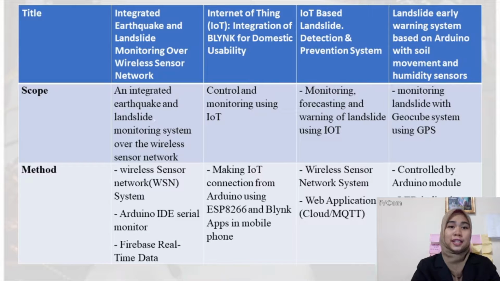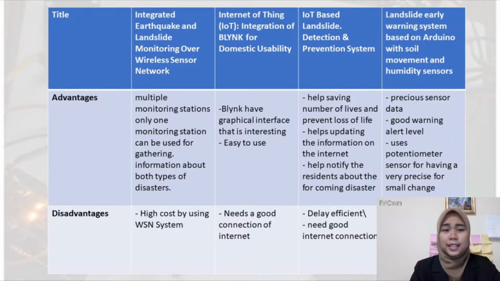The third project is IoT-based landslide detection and prevention system. From this project, it can be concluded that they are using IoT to monitor the forecasting and warning of landslides. The advantage of this project is it helps save numbers of lives. It also helps update the information on the internet, and lastly, helps notify the residents about the upcoming disaster. While the disadvantages are delayed efficiency and needing a good internet connection.